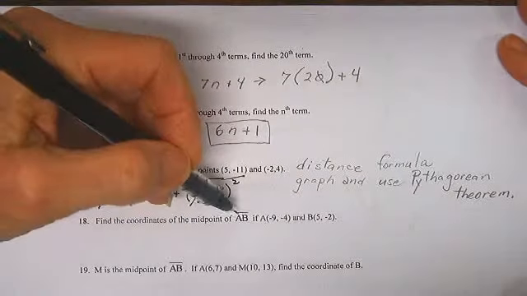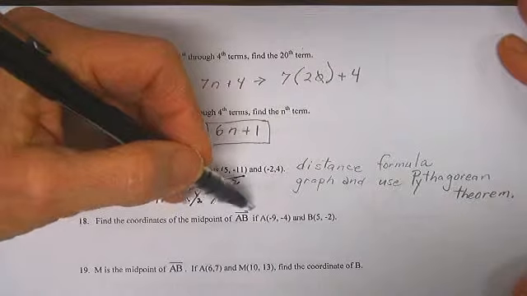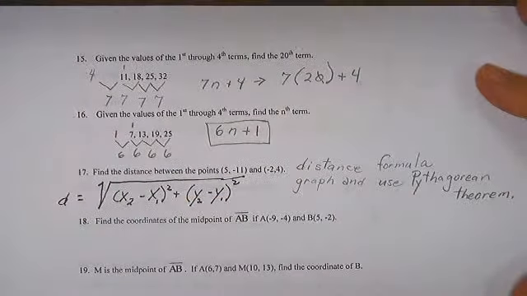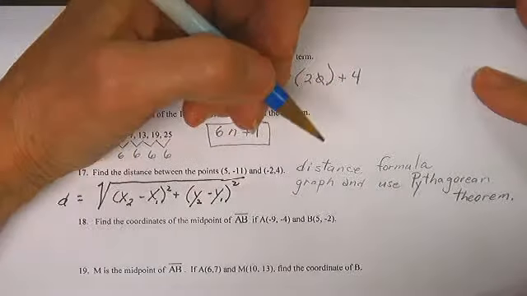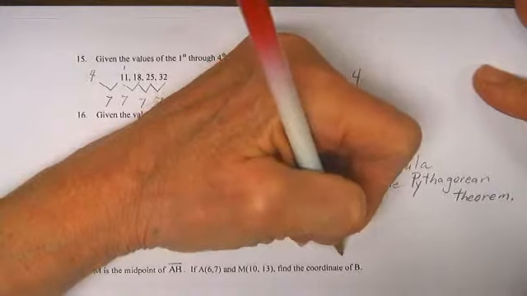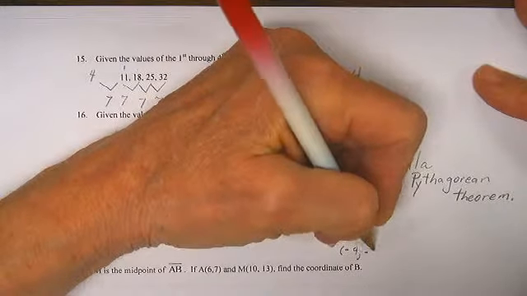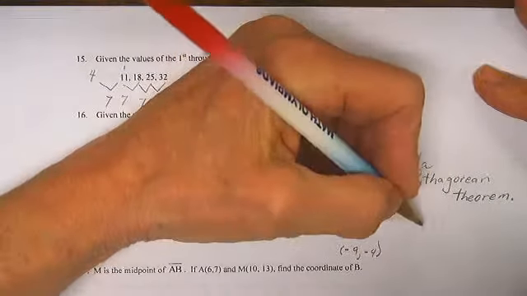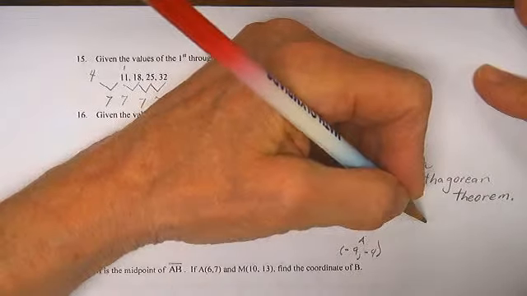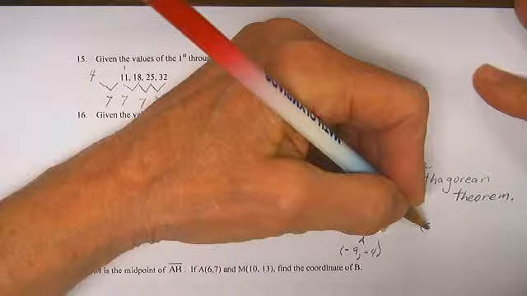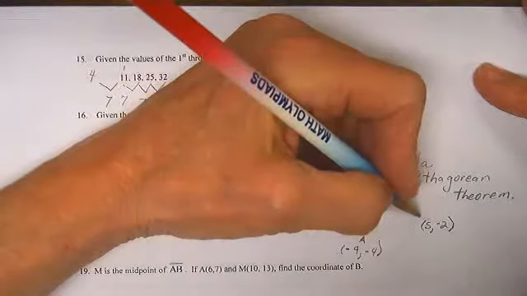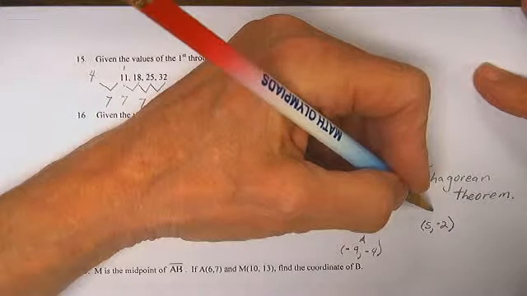Find the coordinates of the midpoint of AB if A is this and B is that. What do we do? Well, first we draw a picture. A is (-9, -4). B is (5, -2). By all means, use graph paper, use graph paper, use graph paper.